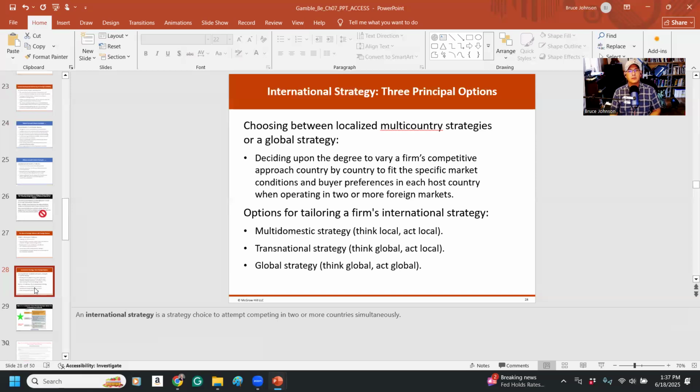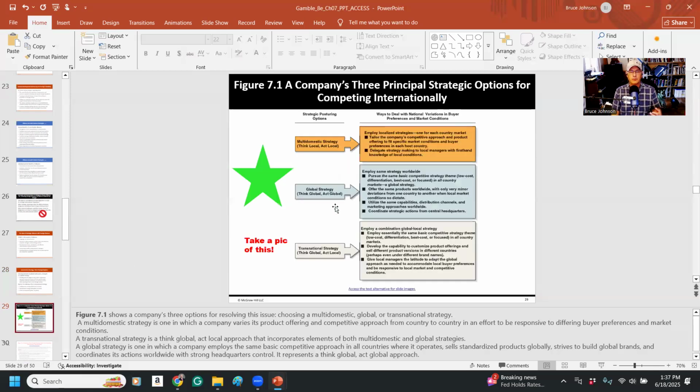And then we get into the three strategies. I don't know what you'd call this, maybe three ways of trying to expand globally. You have a multi-domestic strategy, a transnational strategy, and a global strategy. This is a summary snapshot of basically what these three strategies are. So, a domestic strategy, and we're going to jump down here. This is a better one: think local, act local.